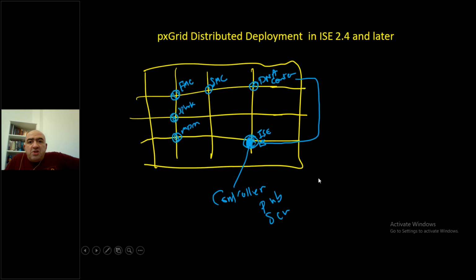So this is the pxGrid deployment. You can have 4 pxGrid nodes. I can have in this grid 4 ISE nodes. Okay.